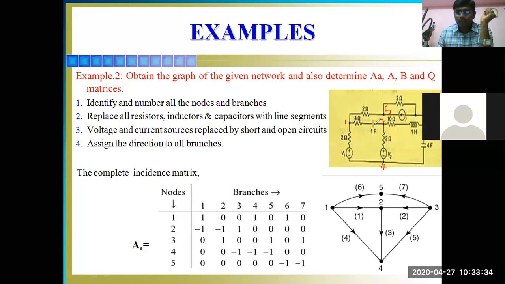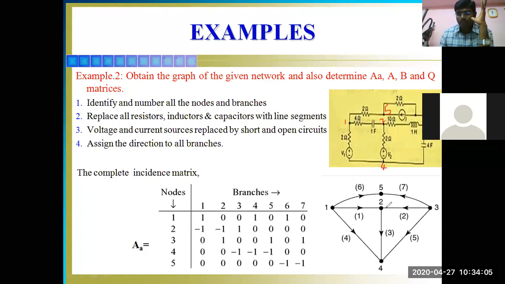And between 1 and 2, there are two elements. You have to treat this as one branch. I told you already, any number of elements in series between two nodes, you have to treat as a single branch. Whether it has 1, 2, 3, or n elements, as long as the current flowing through all of them is the same, you have to treat that as one branch between two nodes. So therefore, it will be treated as one branch.